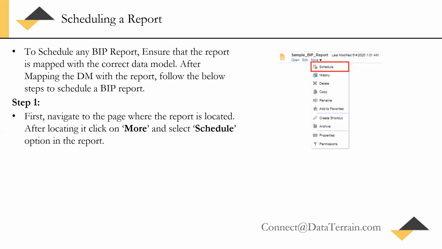So let's see how to schedule the BIP report here. To schedule a BIP report, we need to ensure the data model has been mapped to the report. So the report will be pointing to the data model. Once the report is run, it will get the data from the data model. The data model has the SQL logic to get the required data. So first we need to ensure the report has been mapped with the data model.